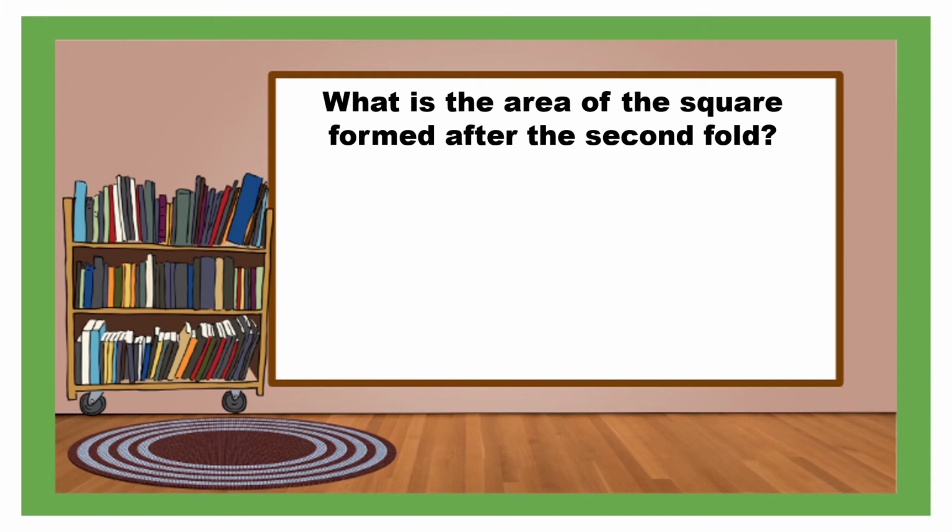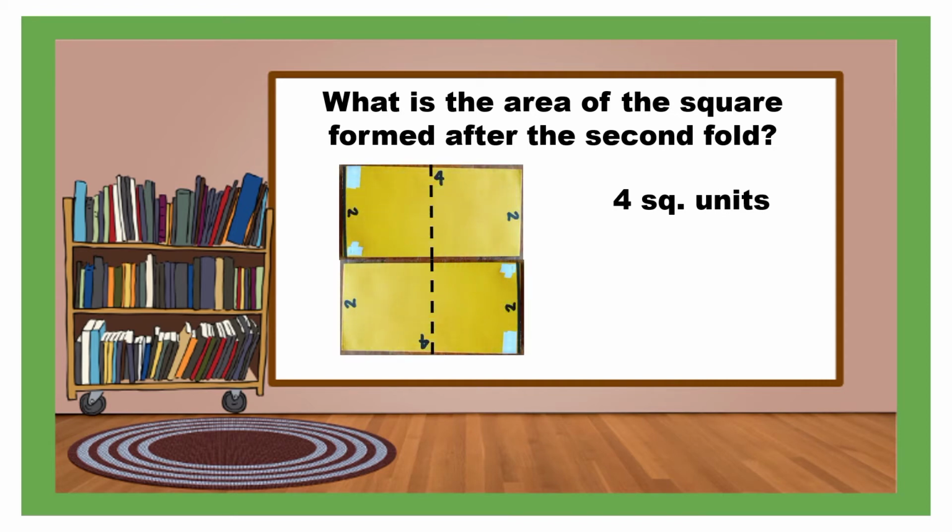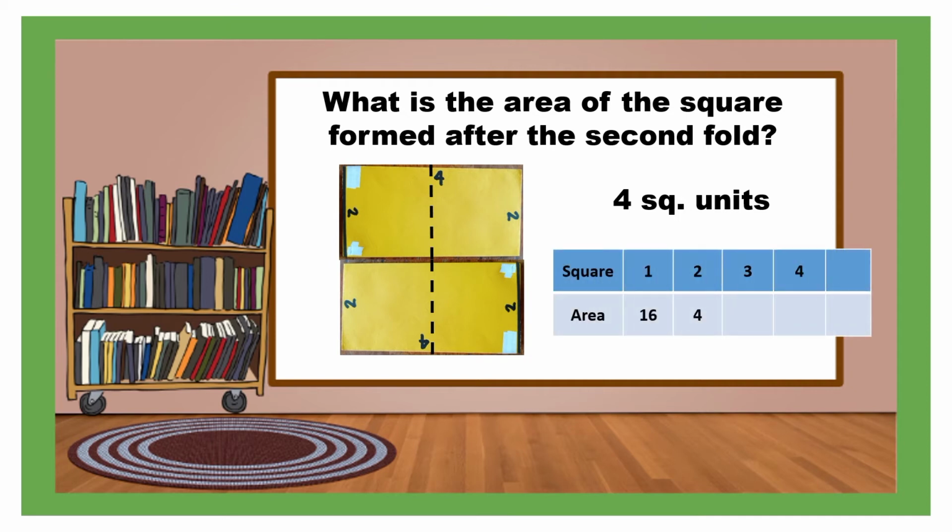What is the area of the square formed after the second fold? The answer is 4 square units. Since the 4 by 4 paper square will be folded to the center, then the dimension of the sides would be half. So, the resulting square paper will have 2 units times 2 units, getting the area 2 times 2 equals 4. So, the resulting area after the second fold is 4 square units.